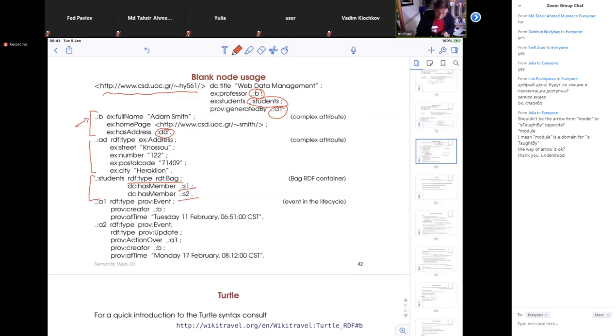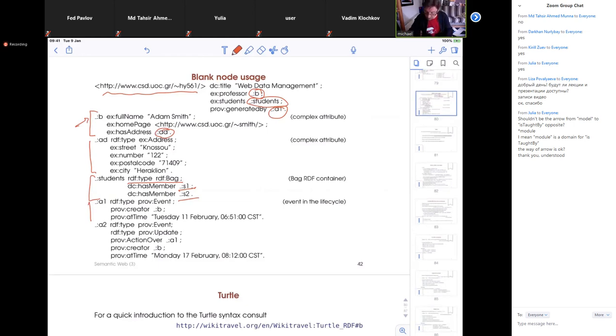And here, A1, this is provenance information that records when this document was created, who updated it, and so on. A very important thing in modern data representation. We don't want to have fake news. So we should be able to see the provenance information. So these are typical uses of blank nodes in practice. There are other uses as well, but mostly you'll need these ones.